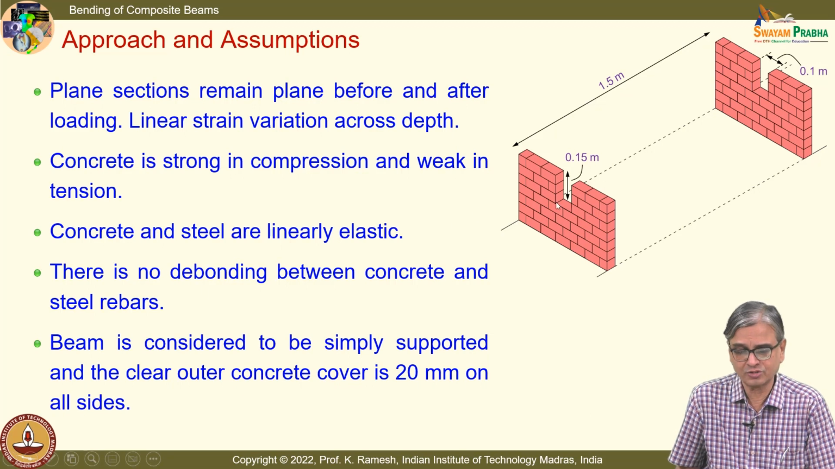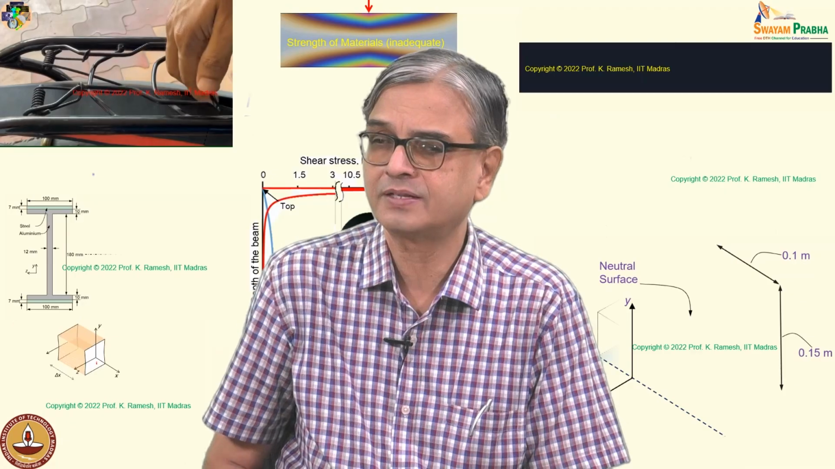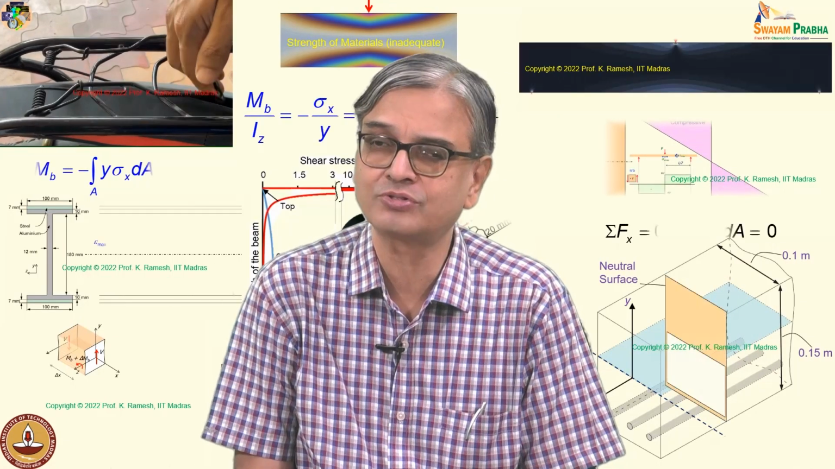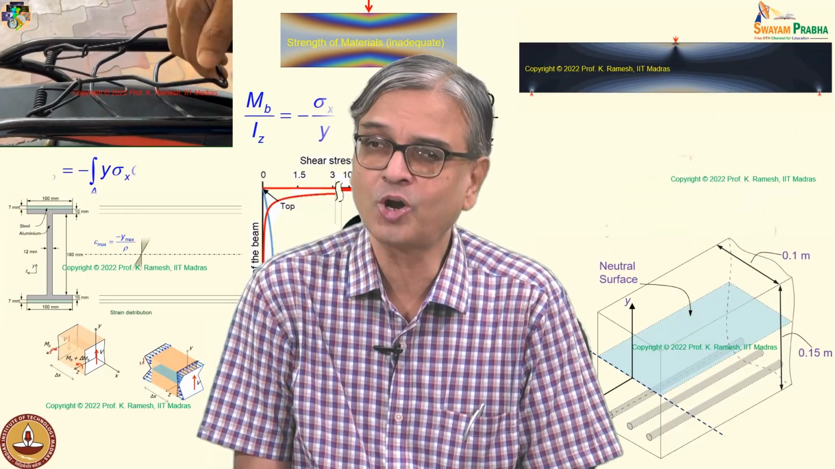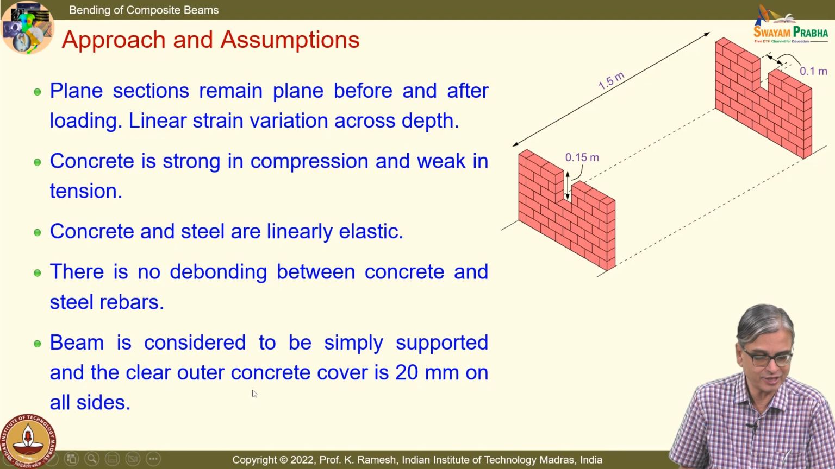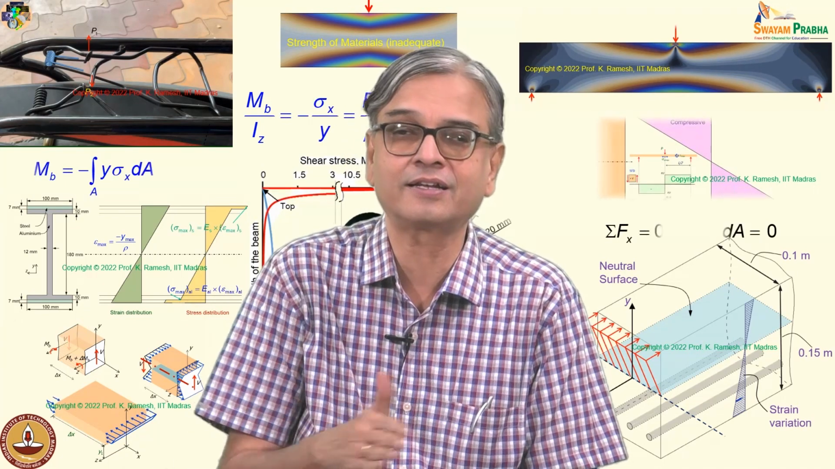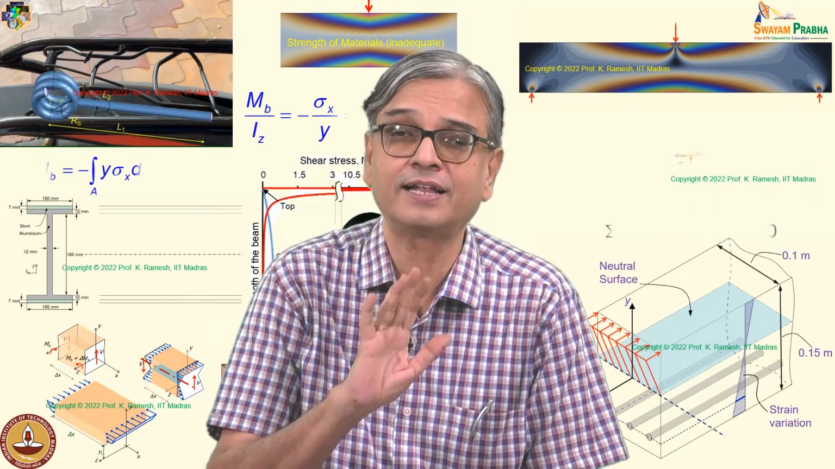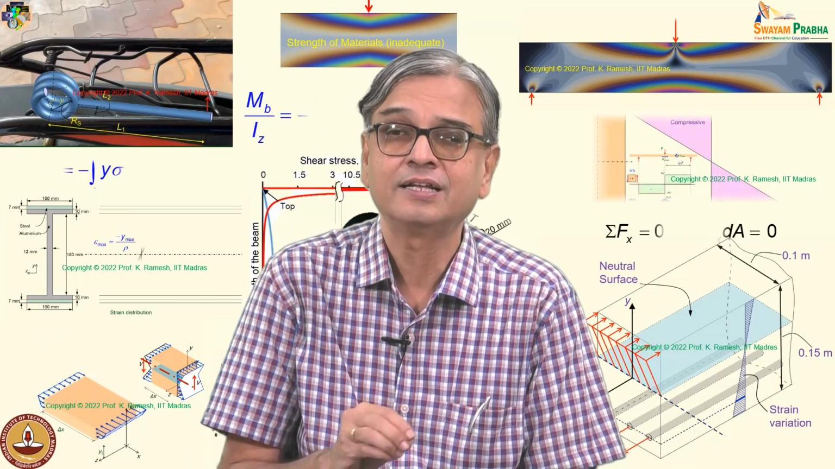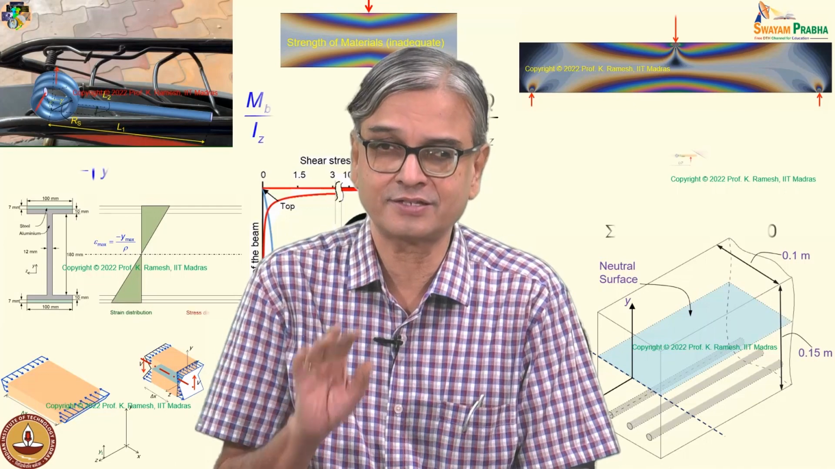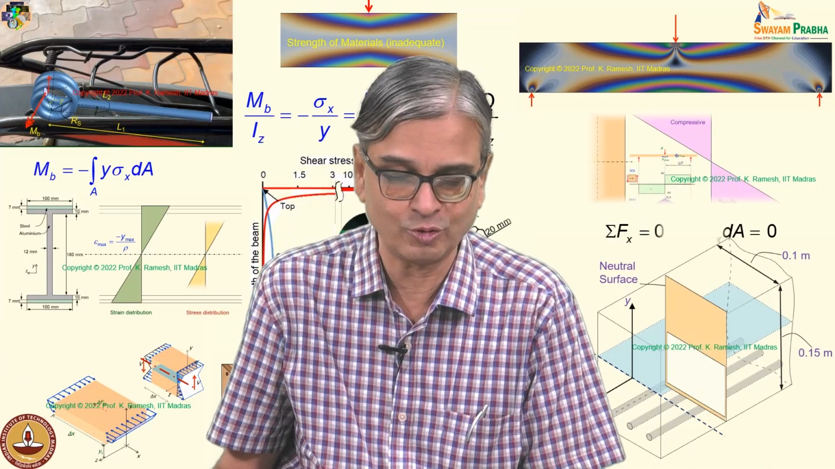And even though this looks like some sort of a fixed support, for the purpose of simplified analysis, beam is considered to be simply supported, and the clear outer concrete cover is 20 millimeter on all sides. See, I have asked one of my TAs who is exposed to civil engineering to coin this problem. So, he has put in his experience of some importance from the field. So, you have 20 millimeter, so that limits where you can put the steel rebar. You cannot put it beyond that 20 millimeter distance. So, you can put it only 20 millimeter below that.